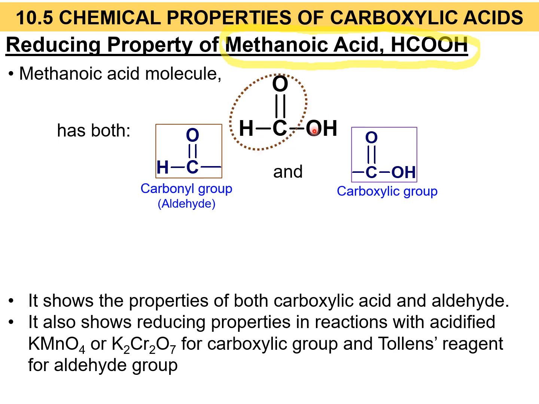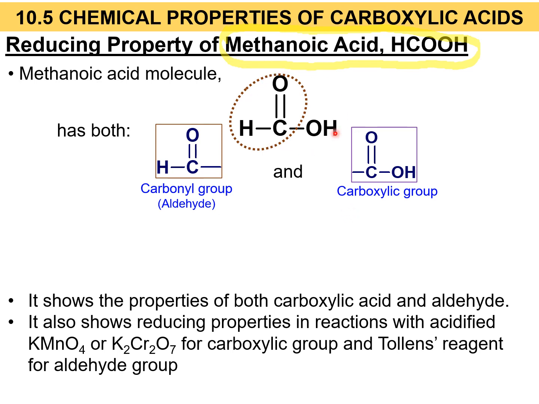Yang pertamanya, dia ada aldehyde properties just because kat belakang ni dia ada C double bond OH. Okay, and then dia ada carboxylic acid punya properties, just because kat belakang ni dia ada functional group C double bond OH. So dia akan show carboxylic acid properties. So that means methanoic acid ni dia special just because of what? Dia ada 2 properties kat sini. Satu aldehyde punya properties, satu lagi carboxylic acid punya properties.